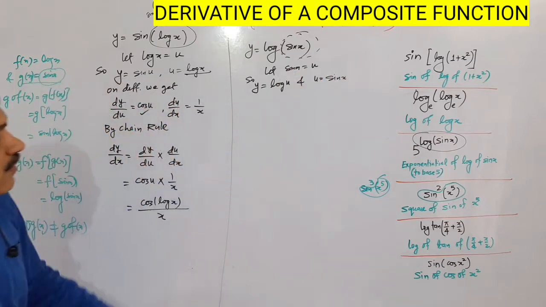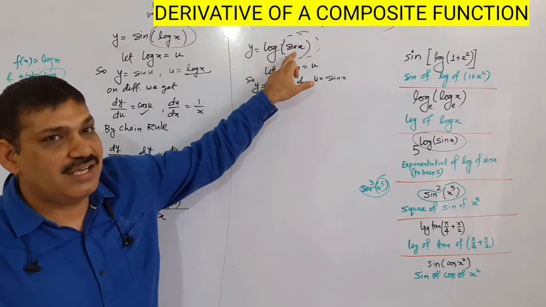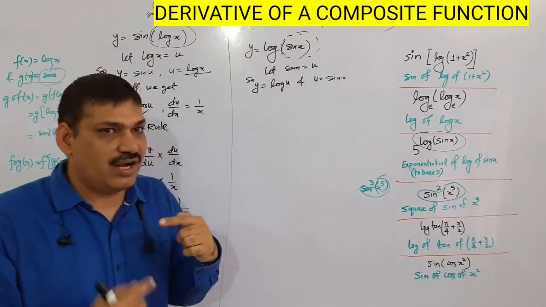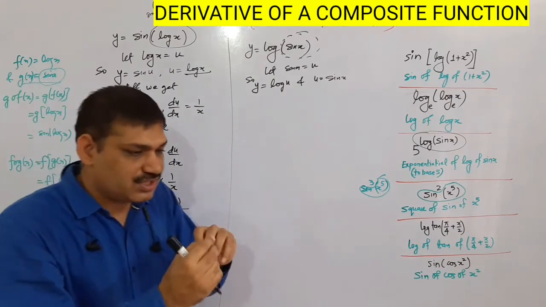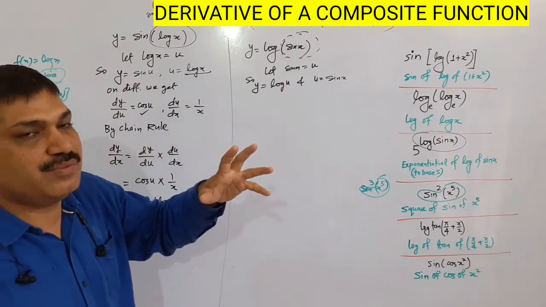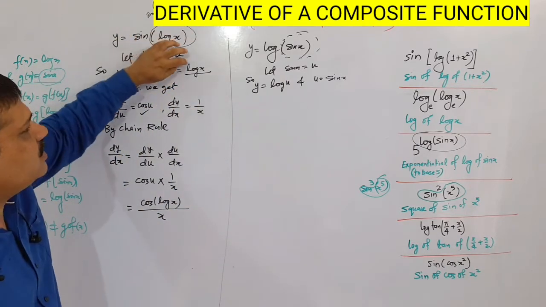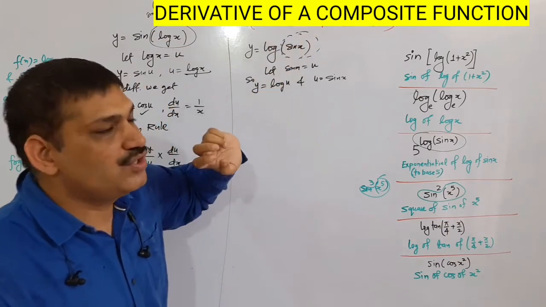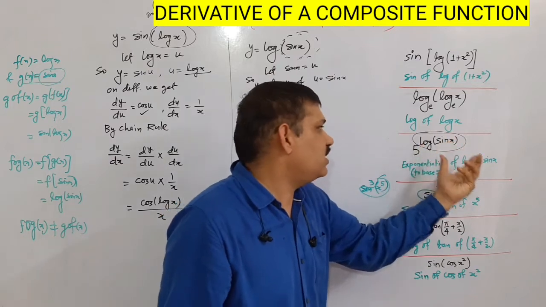Okay. Here we have taken log x as u, and here we have taken sine x as u, while we have tried to find the composition of the function of some variable. That variable is to be treated as u. This is sine of some variable. This variable is treated as u. This is log of some variable. This variable is treated as u. Here, exponential of some variable. This will be treated as u.